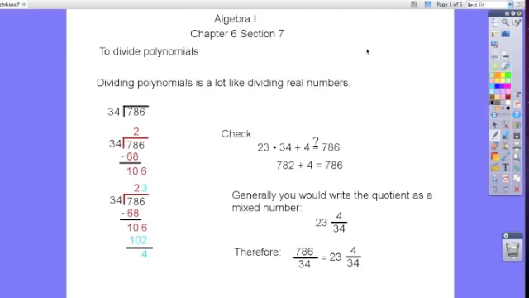Let's look at the flip chart, page 1, the first page in flip chart. Dividing polynomials is a lot like dividing real numbers. You do know how to divide a 3-digit number by a 2-digit number, I assume.